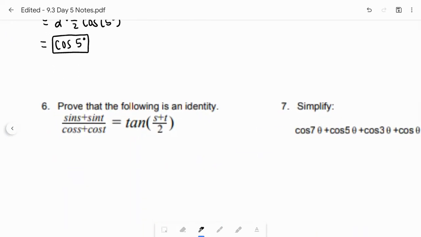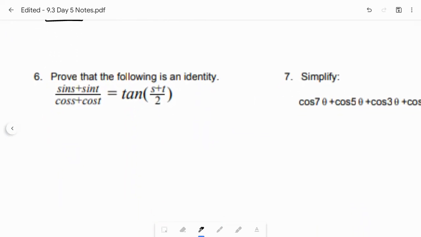Number 6, we want to prove that the following is an identity. So if we take a look, I am going to work with the left-hand side first and see if I can get that to equal the right-hand side. So I am going to use our sum to product formulas. So I have sine of s plus sine of t over cosine s plus cosine t. So I'm going to rewrite each of those as a product.